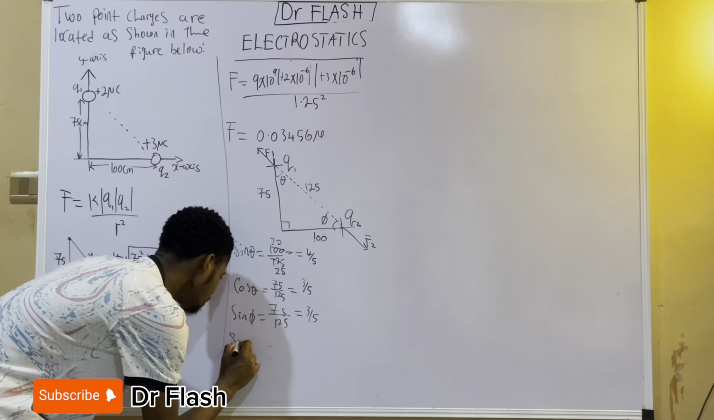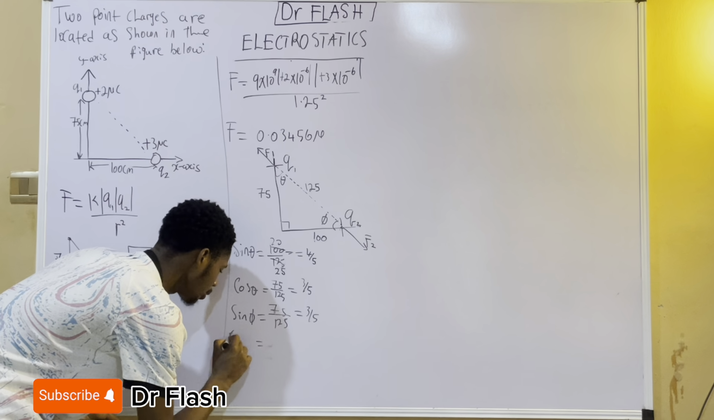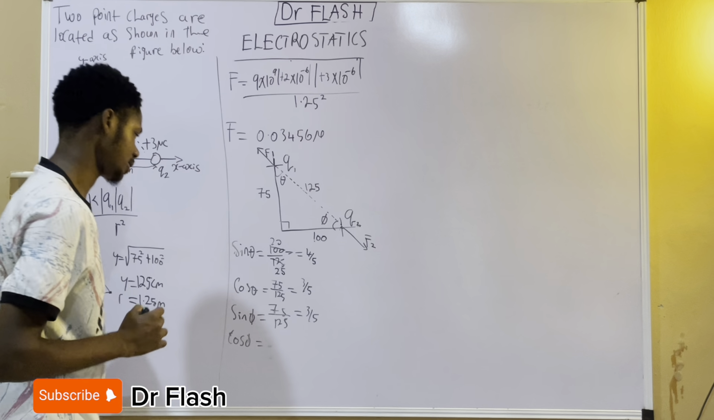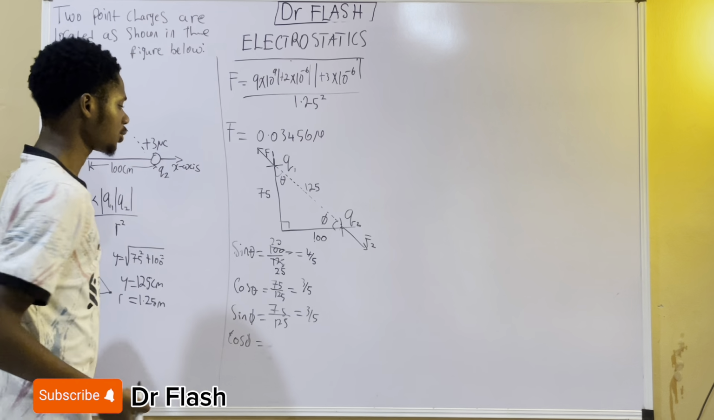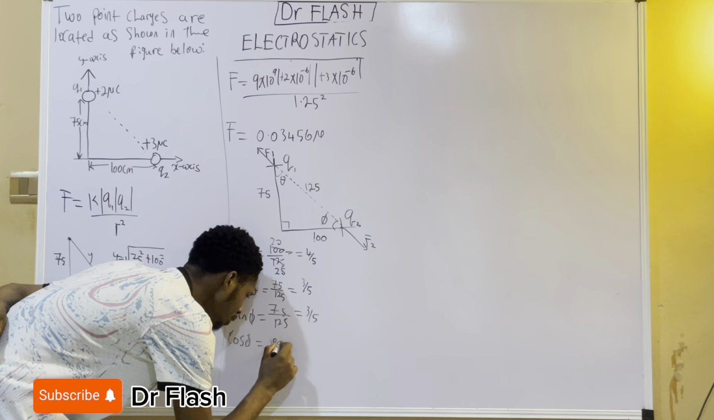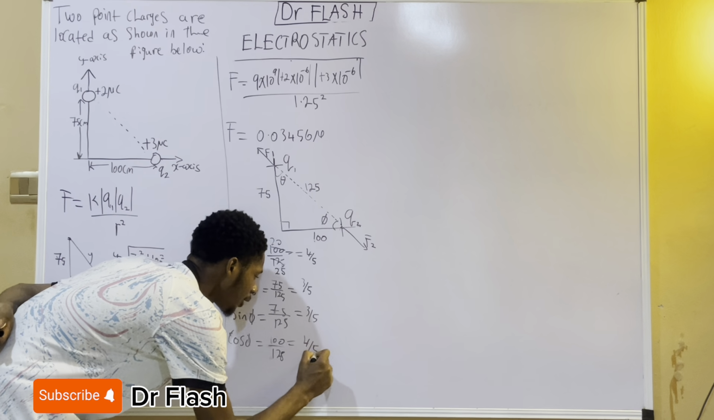And then obviously sine theta should be cos phi rather. Okay, cos phi should be the same as sine theta, because cos phi is adjacent over hypotenuse, 100 over 125. That should give you 4 over 5.